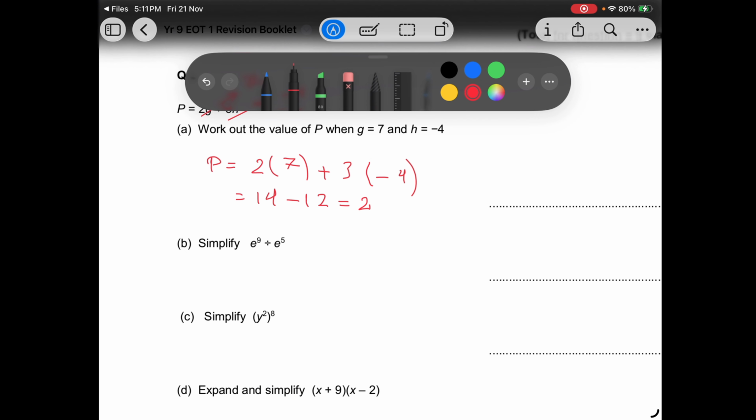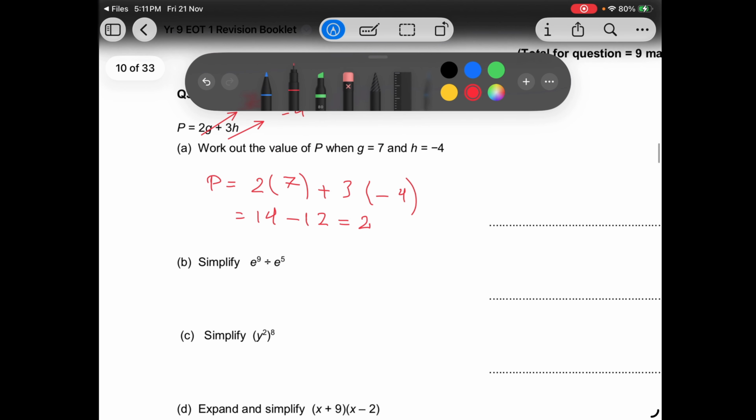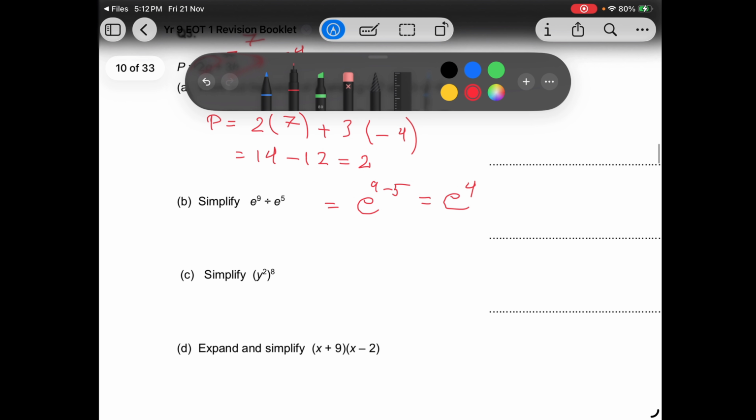Simplify e to the power 9 divided by e to the power 5. You know, in case of division, when we have the same base, the base here is e, the first exponent is 9, then e and the exponent. In fact, we do subtract, so it will be e to the power of 9 minus 5, which is e to the power of 4. And here simplify y to the power of 2 to the power of 8. Power of a power, we multiply them. It will be y to the power of 16. We do multiply, not add, or this is a common mistake to add them.